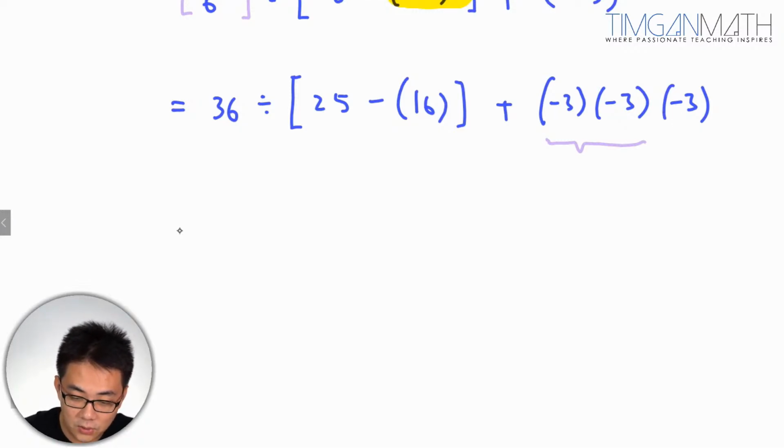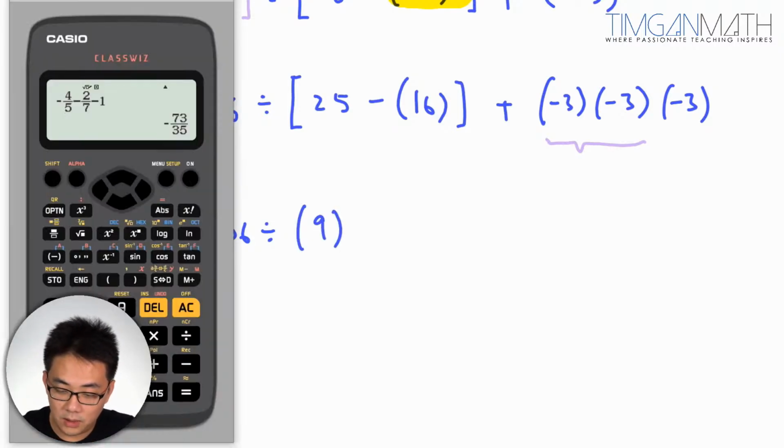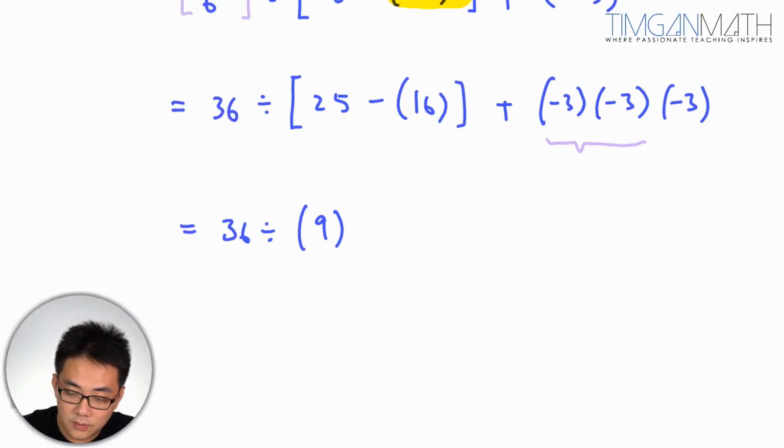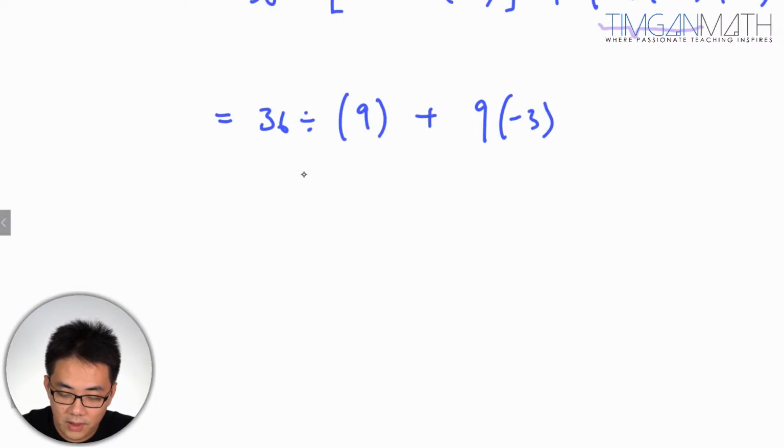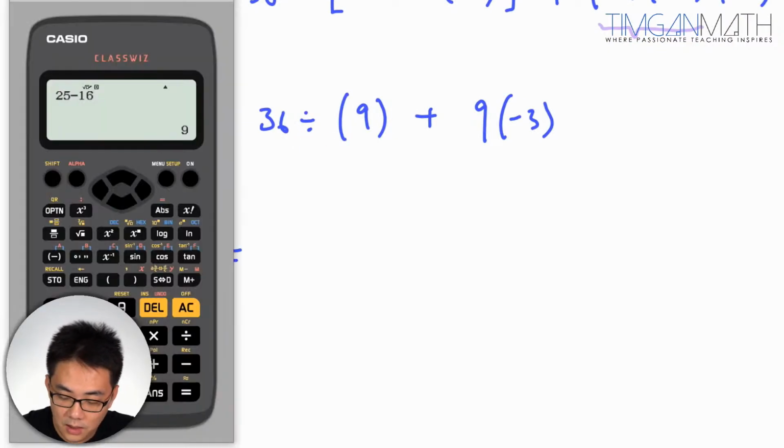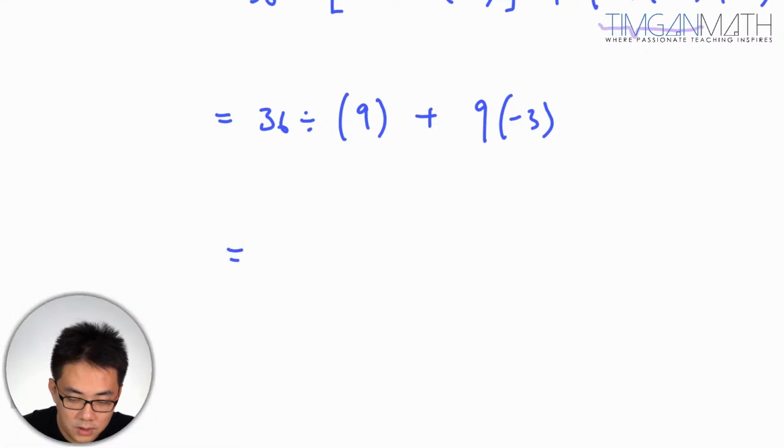Because they asked us to show the working clearly, try not to skip steps. 25 minus 16, sorry, that will be 9. So check your calculator. So this is 9, and positive 9 times negative 3 here. Okay, so 36 divided by 9 would be 4. So this is 4.